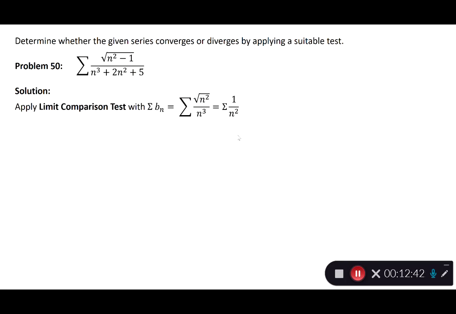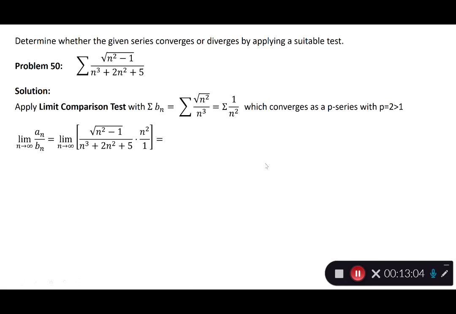That's it. We can apply limit comparison test, which again means we'll figure out limit of a sub n over b sub n. Oh, by the way, I keep forgetting. We need to mention sigma 1 over n square, okay? Your sigma b sub n, does it converge or diverge? Converges because it's a p series with p equals 2 greater than 1, right? Now let's figure out limit of a sub n over b sub n. What does this limit turn out to be?